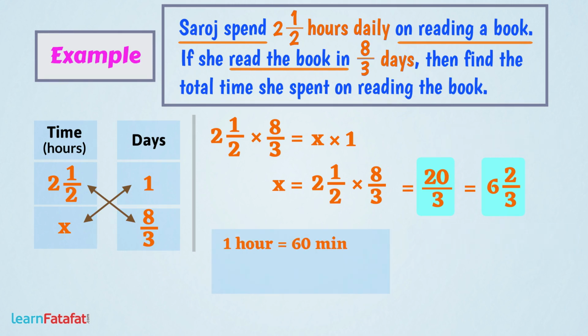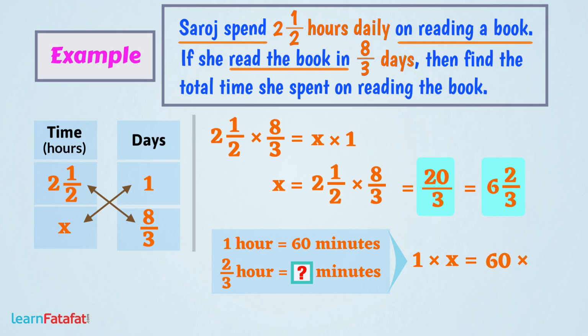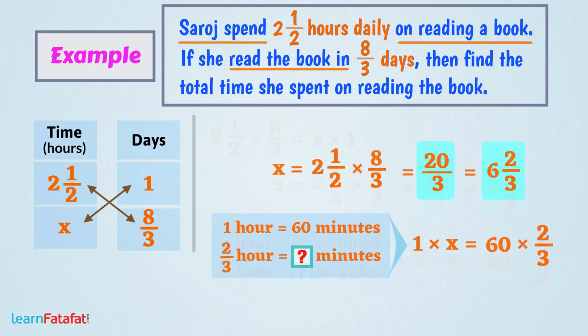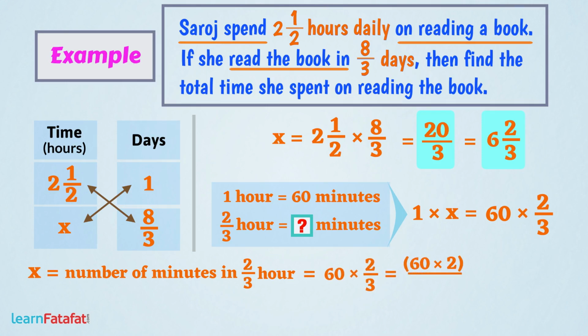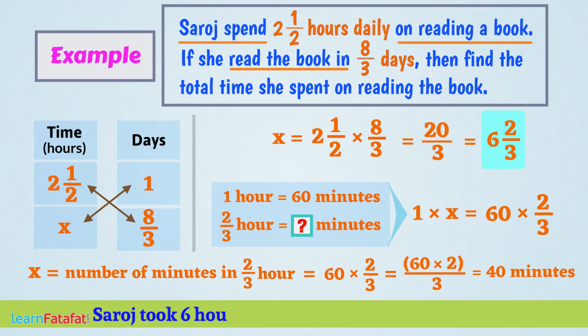Since 1 hour equals 60 minutes, 2/3 hours equals how many minutes? Let's take the cross product. 1 into x equals 60 into 2/3. So, x is the number of minutes in 2/3 hour, which equals 60 into 2/3, or 60 into 2 by 3, which equals 40 minutes. So, Saroj took 6 hours 40 minutes for reading the book.